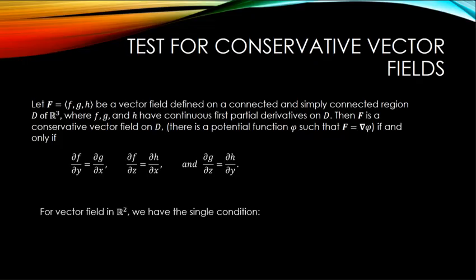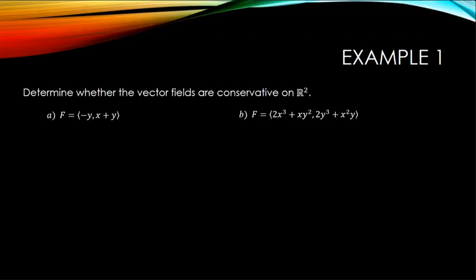For vector fields in R2 space, we have a single condition to satisfy, and that is that the partial of F with respect to y has to be equal to the partial of G with respect to x. So let's work some examples.